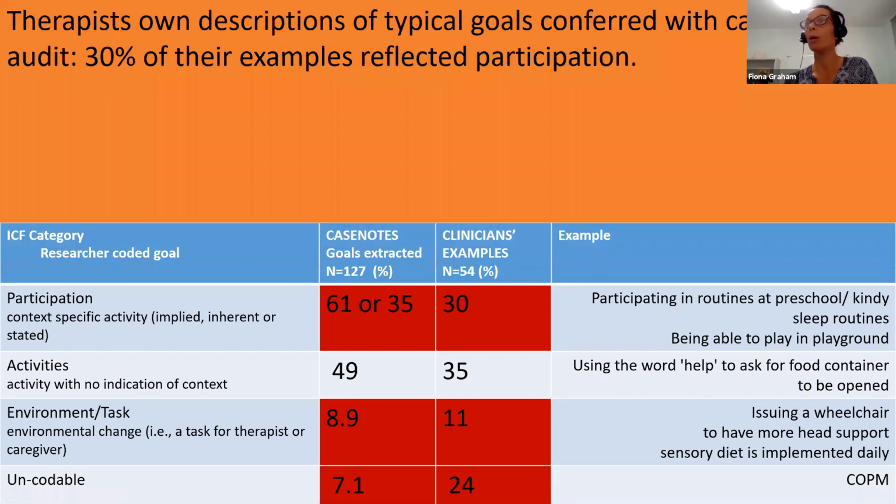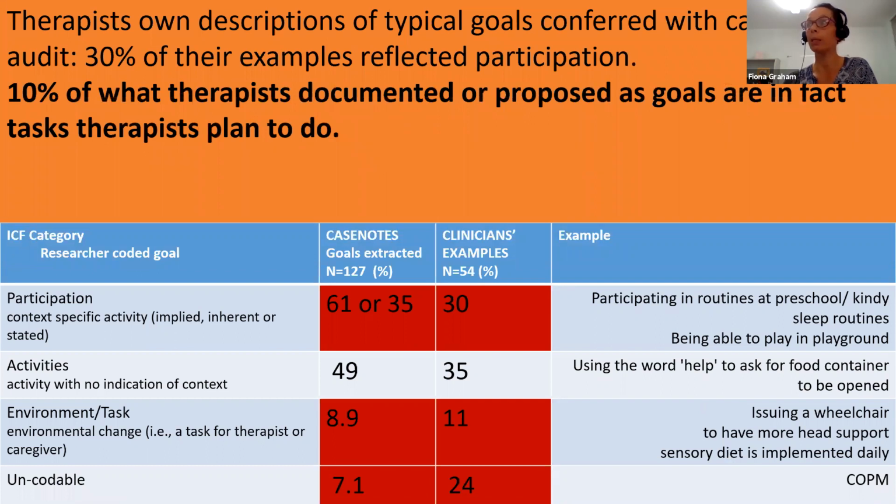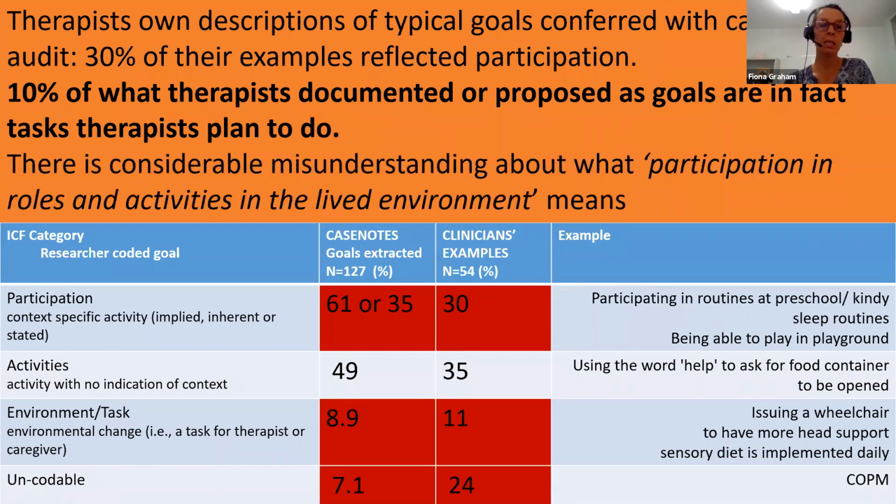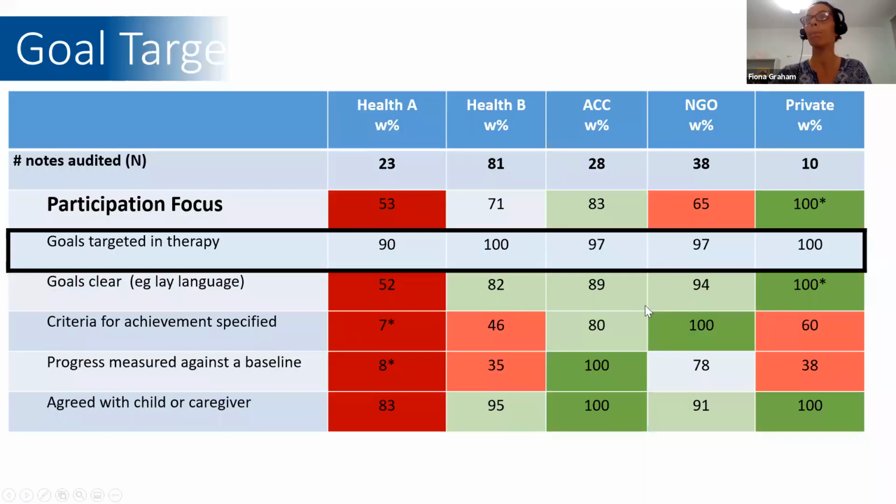So in short, about 30% of examples reflected participation using 2 different systems of gathering what clinicians were doing, and about 10% of what therapists documented or proposed as goals were in fact tasks that the therapist planned to do. There's considerable misunderstanding, therefore, about what is participation in life roles and activities in the lived environment. And I think this figure here around the examples that therapists gave when we asked them specifically, give us an example of participation-focused practice, attests to that really clearly.